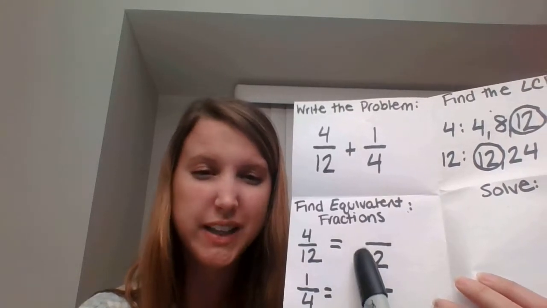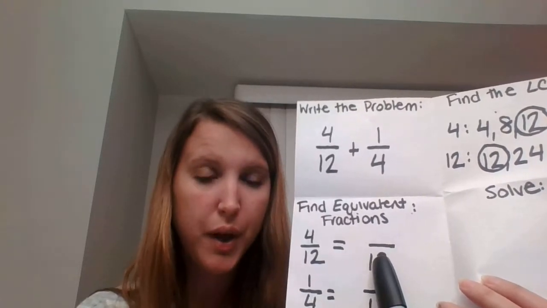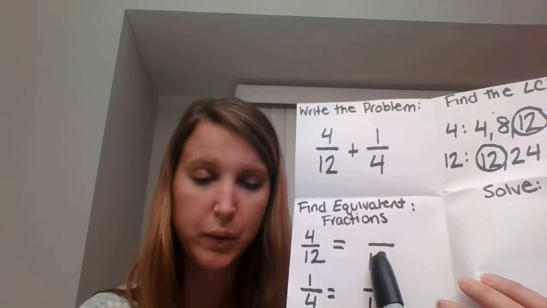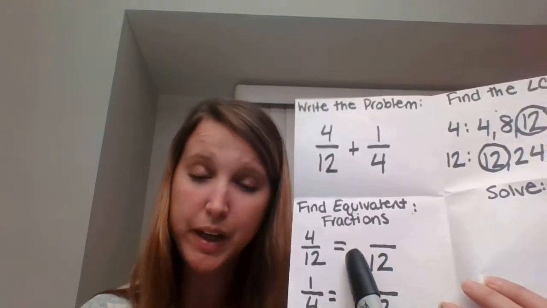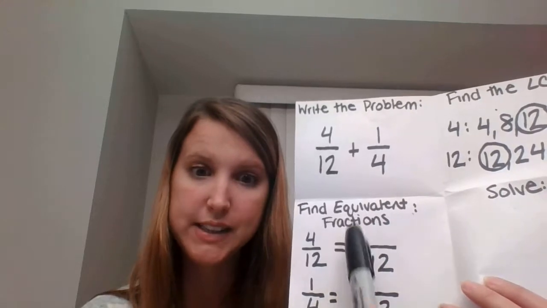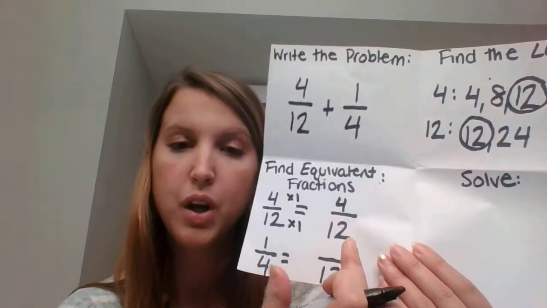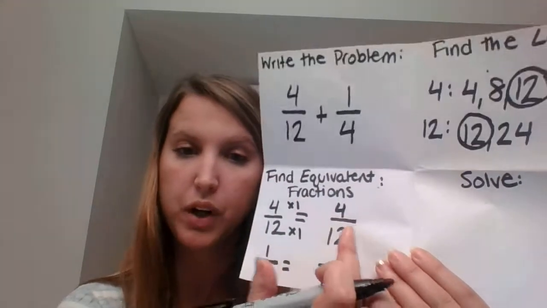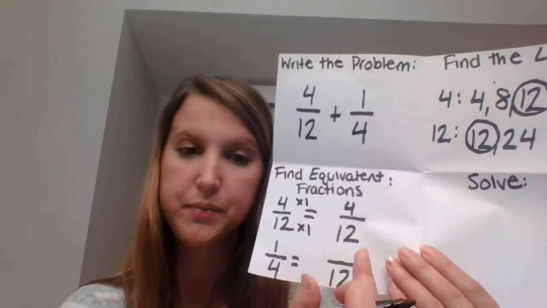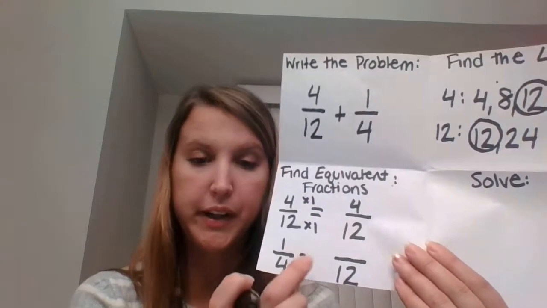times 1 equals 12. And the rule for equivalent fractions is whatever I multiply my denominator by, I multiply, in this case, my numerator by the same. So I know that 12 times 1 equals 12, which means 4 times 1 equals 4. 4/12 equals 4/12.